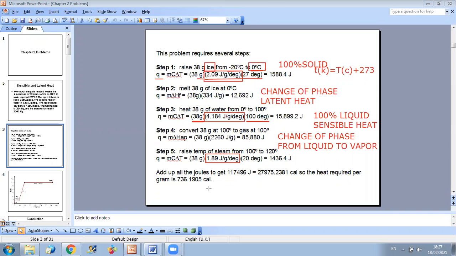And at the end, to find the total amount of heat that should be provided to achieve this operation, we should add all numbers found in the 5 steps. So by adding them, we get the total amount needed to heat the required mass from minus 20 degrees to 120 degrees.